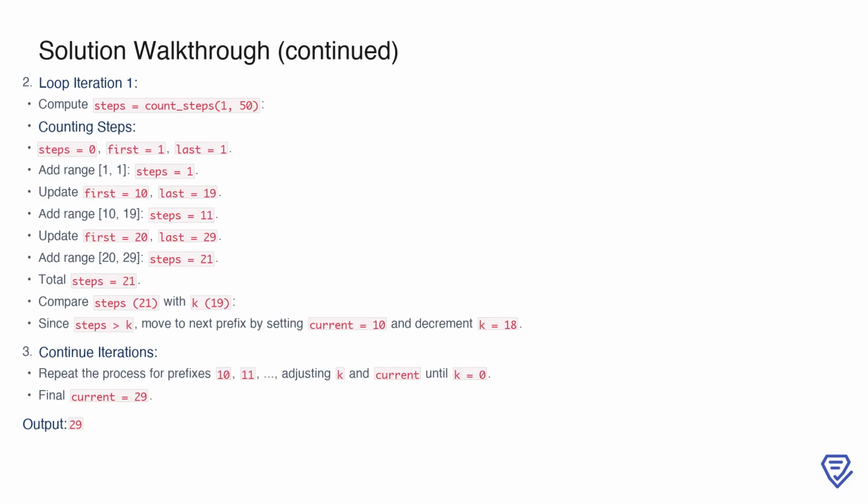Since the total steps exceed k, we determine that the desired number falls within this prefix. We set current to 10 and decrement k to 18. The process then continues, iterating through prefixes and narrowing down the range until k is reduced to 0. At that point, the final value of current is 29, meaning the 20th smallest number in lexicographical order for numbers from 1 to 50 is 29.